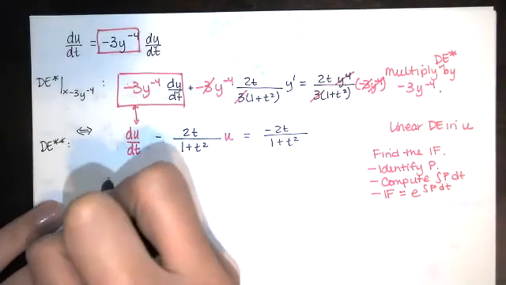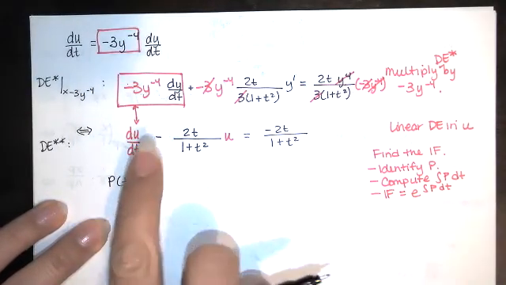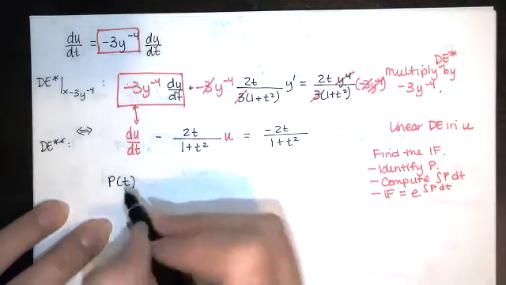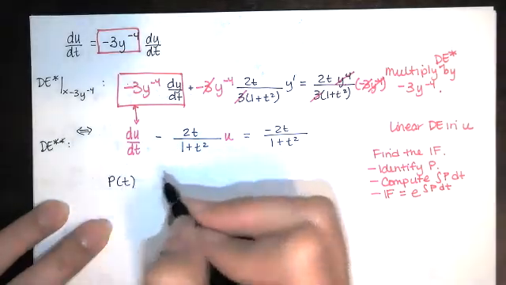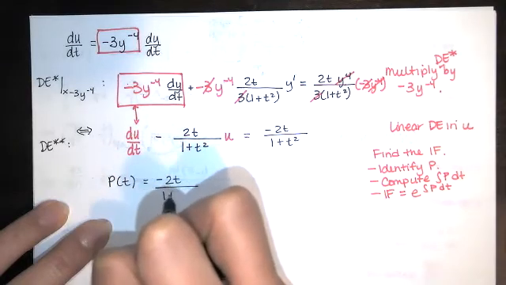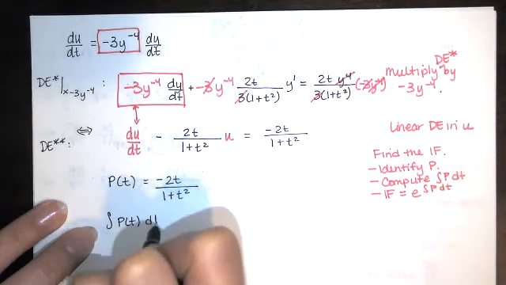Now, be very careful here. That minus is part of p of t. If you don't have the minus, you're going to get the wrong integrating factor and it won't actually work. So whatever that sign is, make sure you consider that when you're identifying p of t. So p of t is -2t divided by 1 plus t squared. I need to anti-differentiate that.